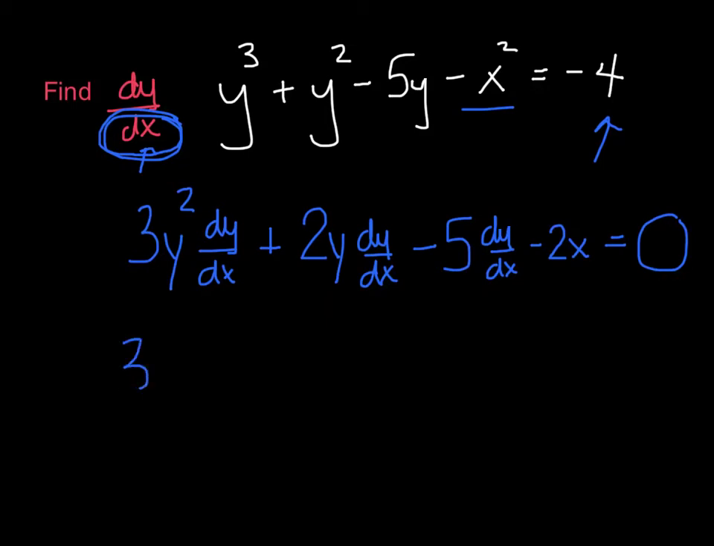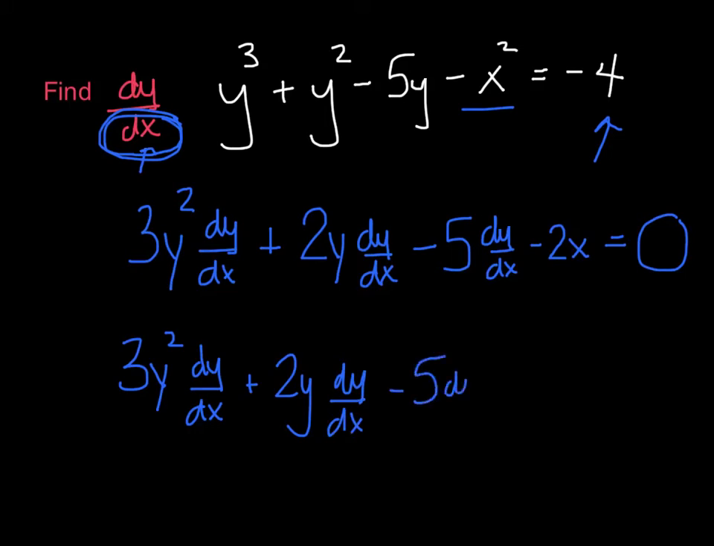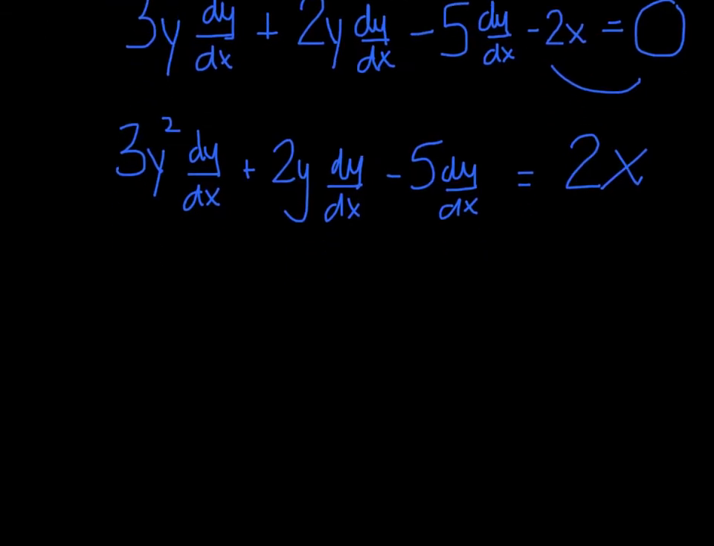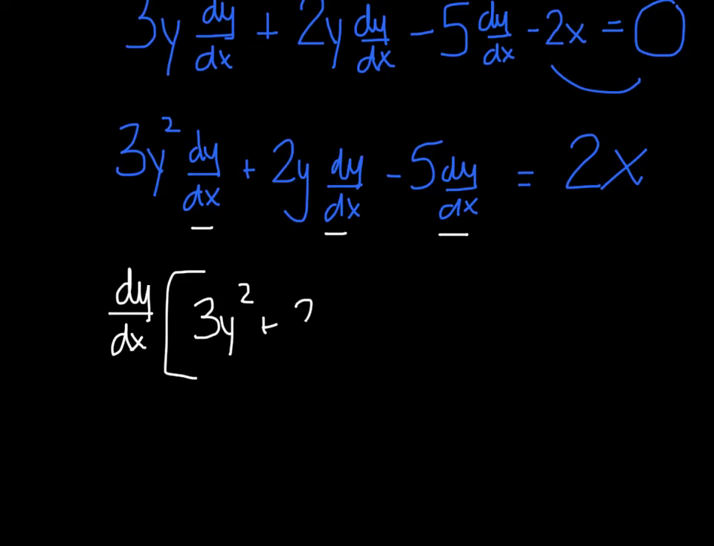So I'm going to rewrite it quickly. 3y squared dy dx plus 2y dy dx minus 5 dy dx equals, I'm going to add that over, 2x. Step 3, factor out the dy dx. Now you'll notice I can pull that out as a GCF. So I'm pulling out dy dx, and I'm going to bracket in what I have left, 3y squared plus 2y minus 5. And that's equal to 2x.